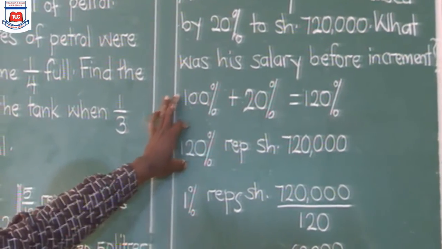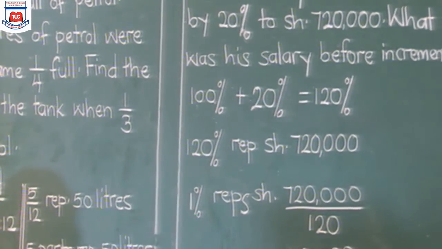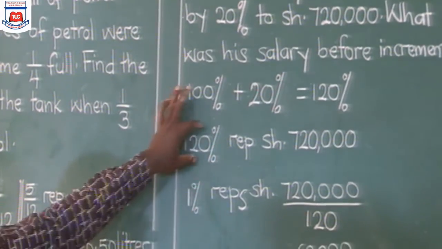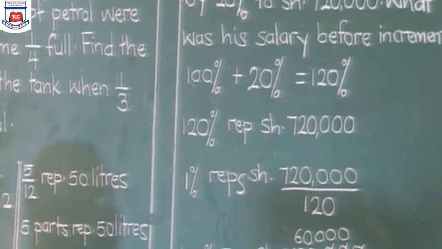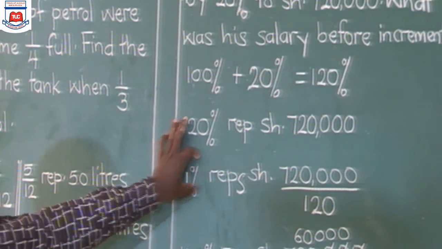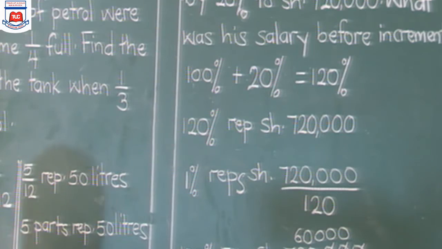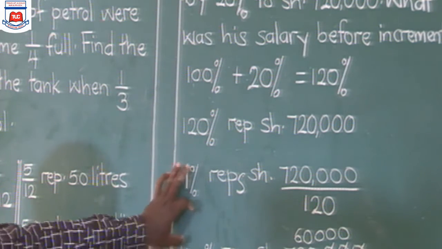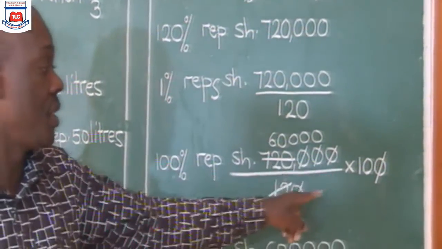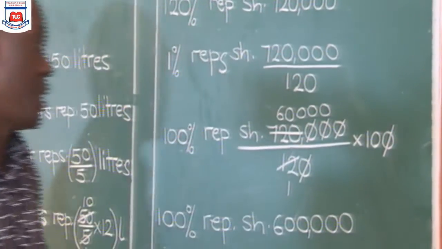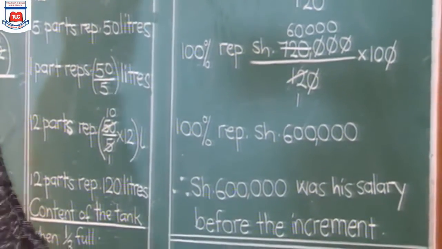That's why we say 120% represents 720,000 shillings. Why are they reflecting each other? Both are the result after increase. So if 120% represents 720,000 shillings, what about a single percent? 1% represents 720,000 shillings divided by 120. What about the original? The original is 100%. So 100% will represent 720,000 shillings divided by 120 times 100. Then you get what was being earned by this man before the increment.